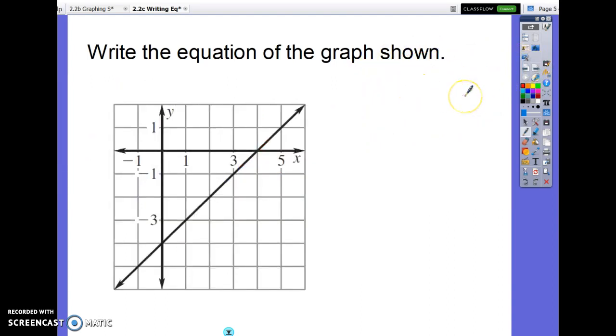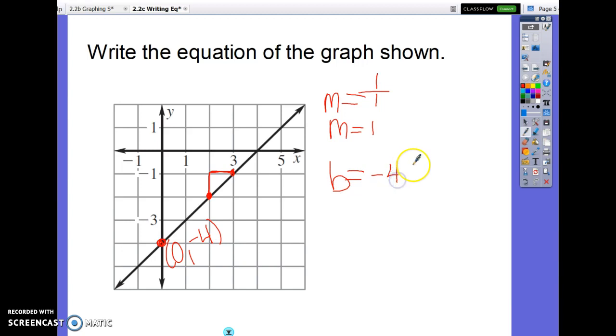Well, let's try another one. So we're doing the same thing. So here's a point on my line. Here's another point. Well, we're going up 1, over 1. Up 1, over 1. So 1 over 1 is our rise over run. Well, that just simplifies to 1. Our y-intercept is way down here at the point 0, -4. So this one's a little bit different because our y-intercept is negative. So our b is going to be equal to -4.